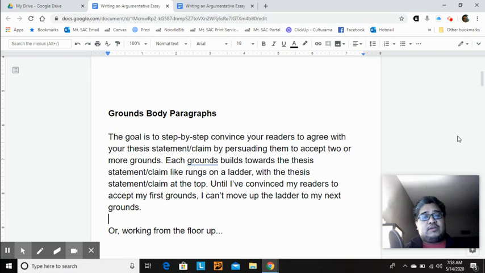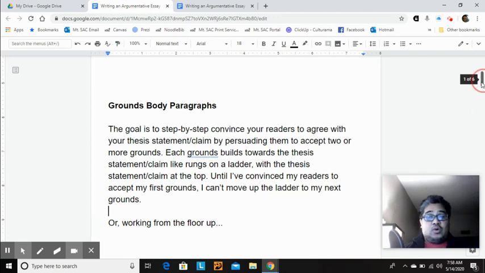Until I've convinced my readers to accept my first grounds, I can't move up the ladder to my next grounds. So that's what each paragraph is doing. In that paragraph, my job is to convince that reader to accept the grounds that I'm presenting in that paragraph. Then the next paragraph is the next grounds, all the way building up to my thesis statement.